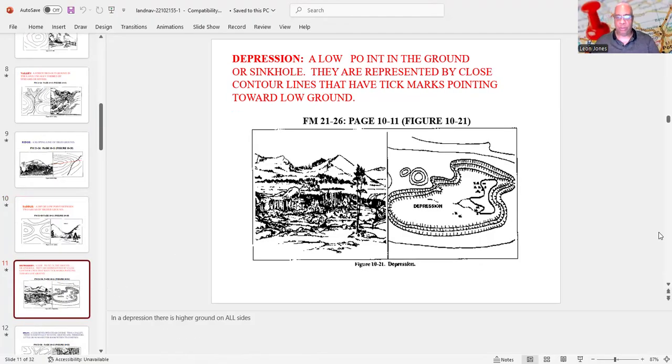Then you have your depression. It's a low point in the ground or sinkhole. They're represented by closed contour lines that have tick marks pointing toward low ground. And this is your depression right here, a sinkhole. This is what your depression looks like right on your map.